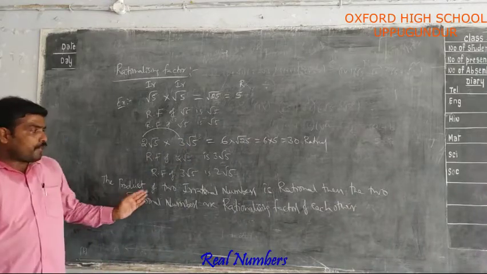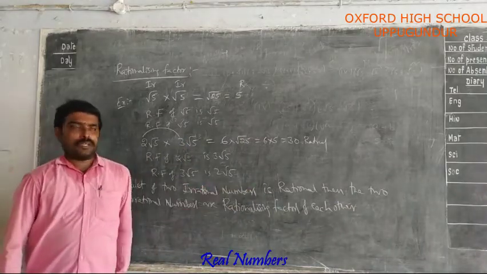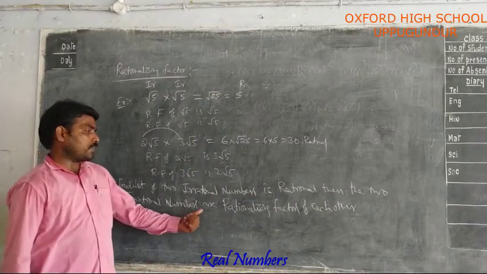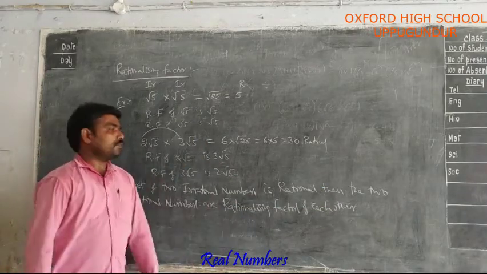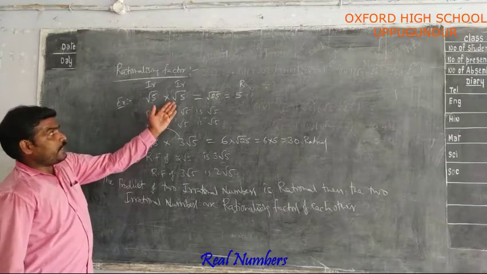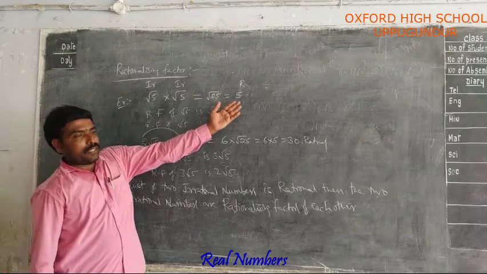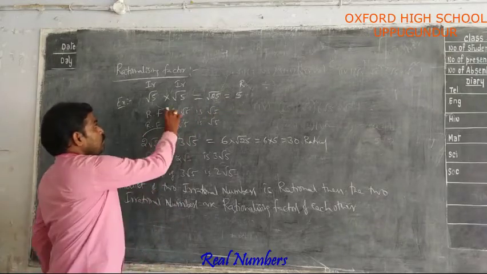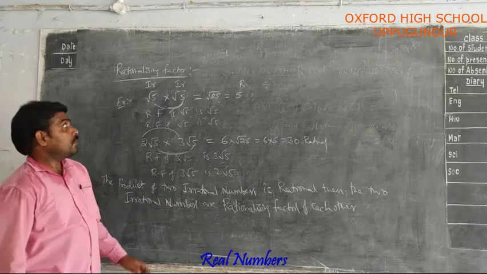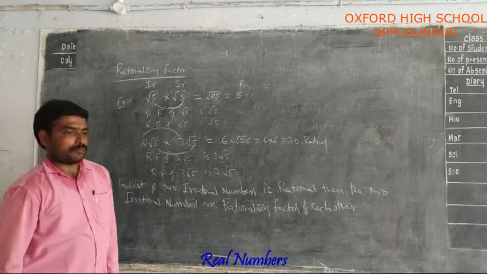So the product of two irrational numbers is rational, then the two irrational numbers are rationalizing factors of each other. That means when you multiply any two irrational numbers, if you get a rational number, then these two are rationalizing factors of each other. So this is about rationalizing factor.